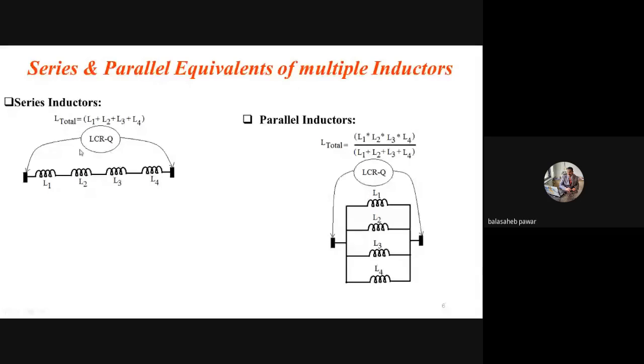And when the inductors are in parallel, then their parallel equivalent is determined the same as for resistors, that is L1 into L2 into L3 into L4 divided by the addition of the inductances of all inductors. Correct?